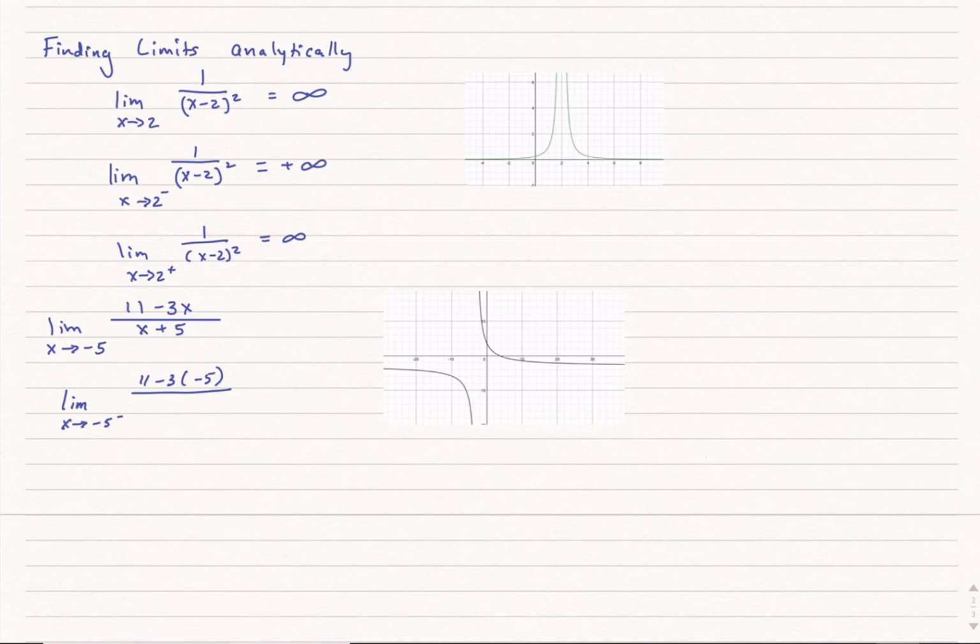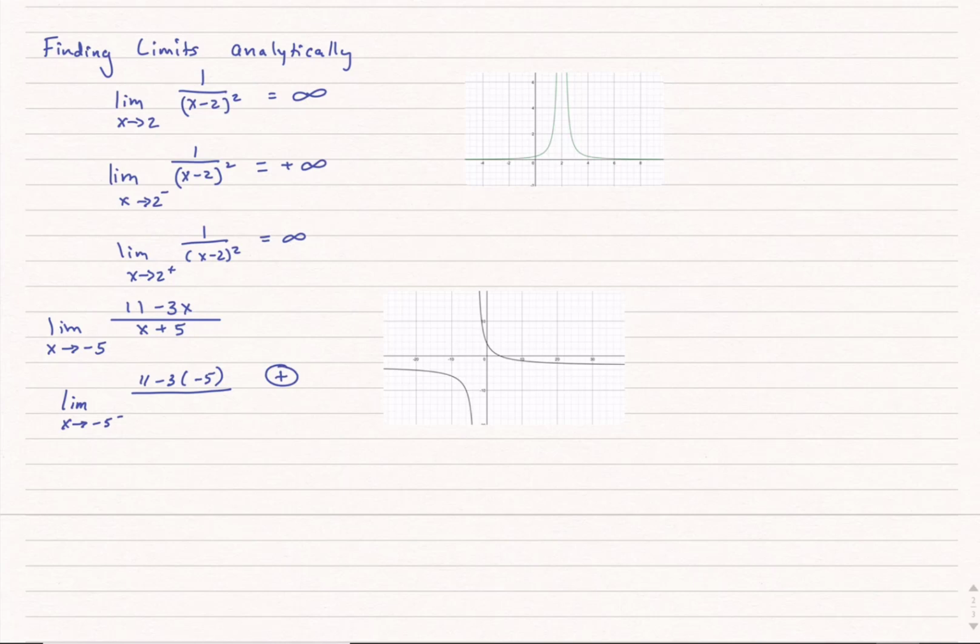My numerator is not going to go to 0. It's going to go to, let's see, 11 minus 3 times negative 5, that looks like it's going to be equal to a positive number. However, let's look at what happens to the denominator.